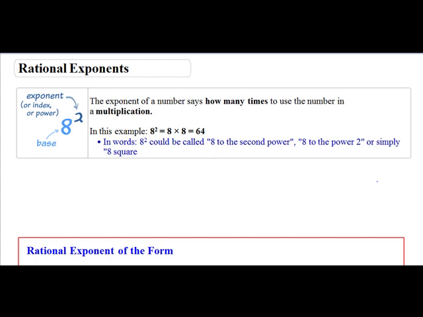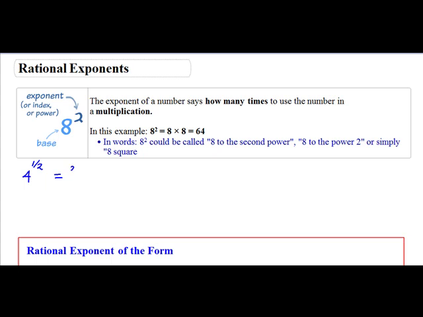Now, what does it mean by a rational exponent? Rational is a fancy name for fraction. So an exponent of a half is actually the square root. For example, if you have 4 to a half, they actually mean the square root.